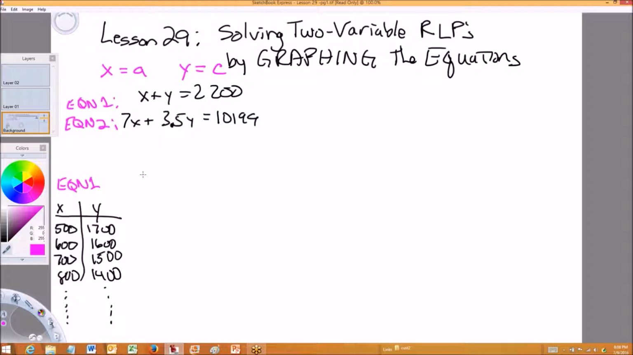And also do the same for equation 2. Well, we will use the same x values that we assigned for equation 1. Now this one's not going to be as easy to calculate what y is, so I'm going to go ahead and solve for y so it's easier to calculate what y is with each of these x values.